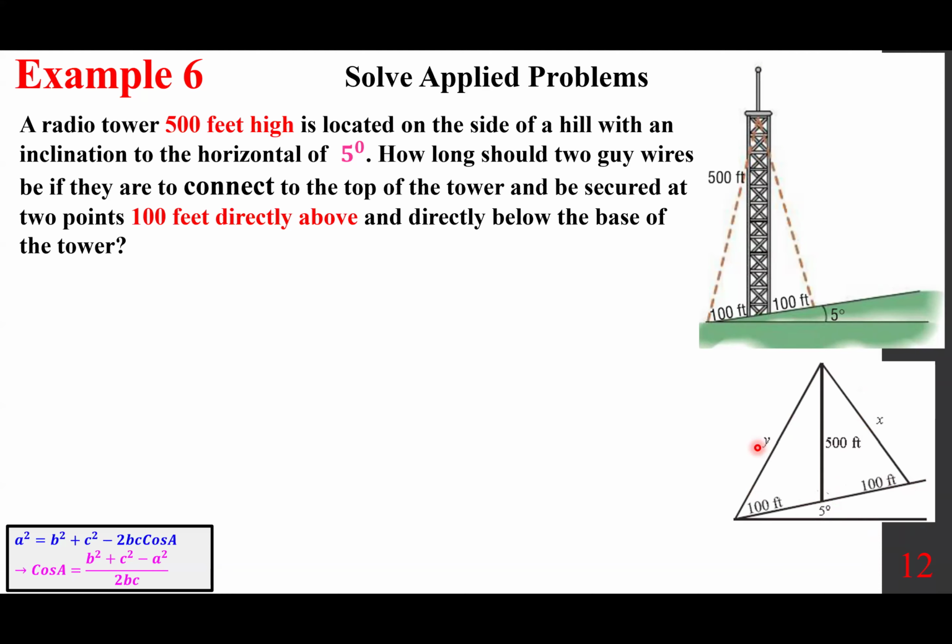So if we look at this one, remember this angle is 5 degrees. So let's make it larger so it becomes clear. This is 5 degrees and this is 90 degrees. Means this must be what?